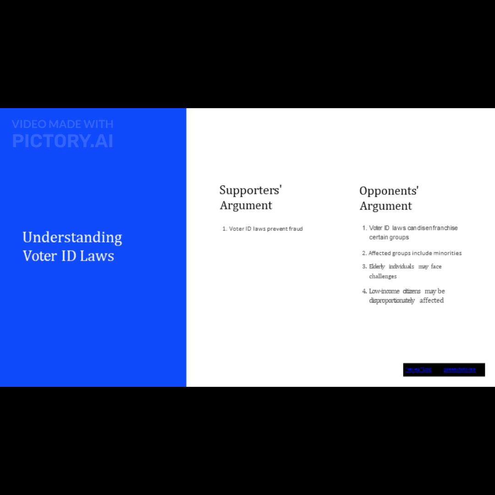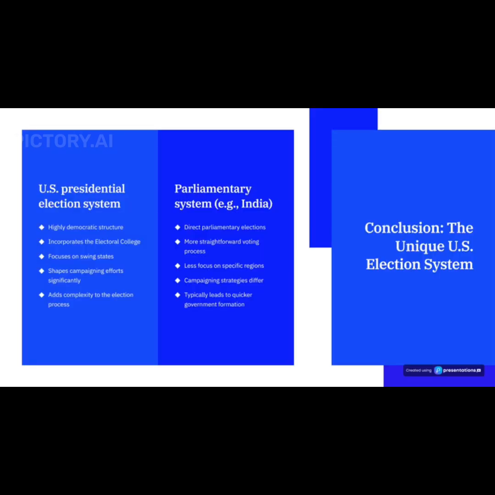Supporters argue that these laws prevent fraud, while opponents claim they can disenfranchise certain groups, including minorities, and may disproportionately affect low-income individuals. The U.S. presidential election system is highly democratic, incorporates the Electoral College, and focuses on swing states, adding complexity to the election process. In contrast, India's parliamentary system involves direct parliamentary elections and a more straightforward voting process.